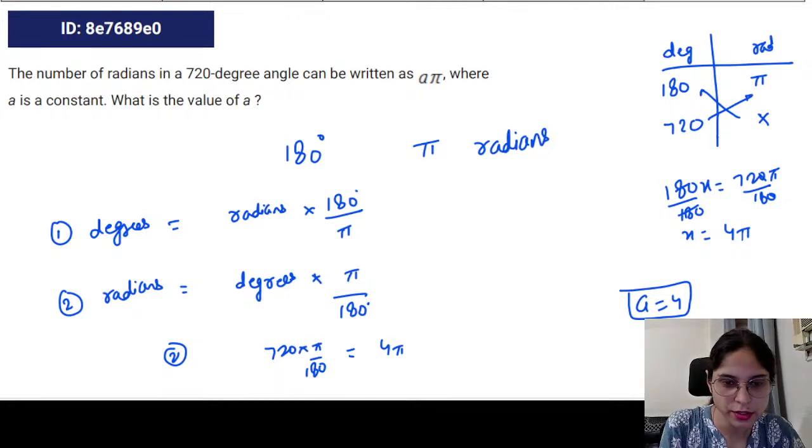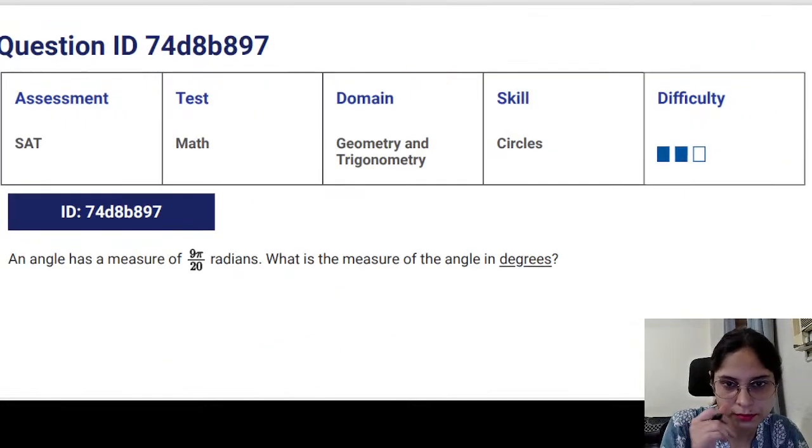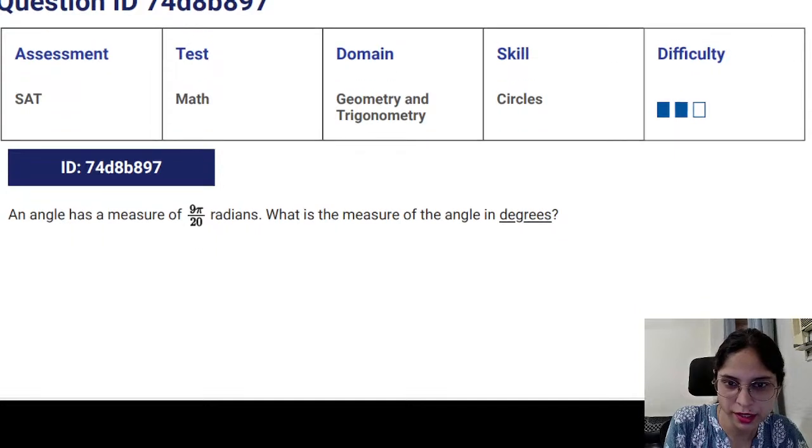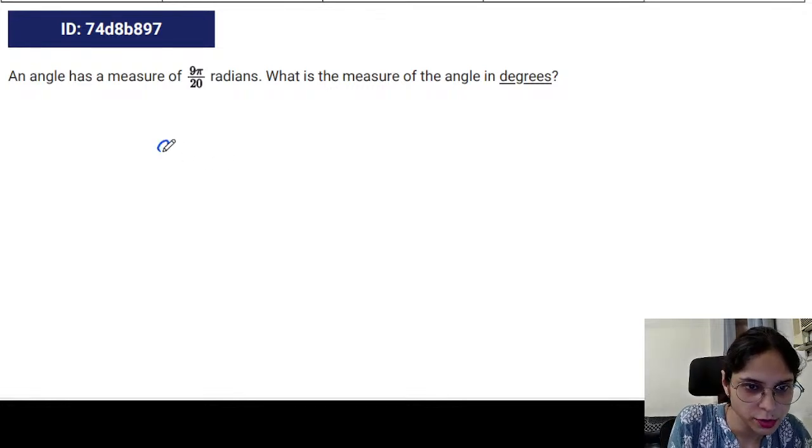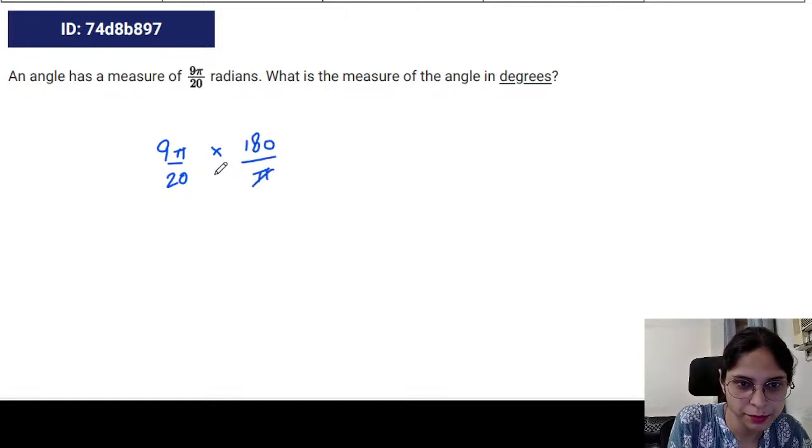So now the next question is also radian degree, that is question number 14. Same thing. Angle has a measure of 9 pi over 20. What is the measure of angle in degrees? So if you want in degrees, 180 should be on the top, pi should be on the bottom. So it will be 9 pi over 20 times 180 over pi. Pi cancels, 0 cancels. This will be 9 times 9, 81 degrees.